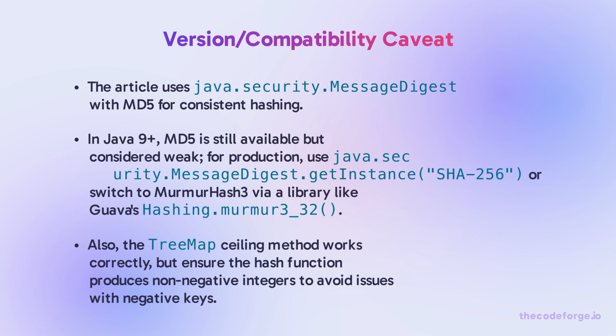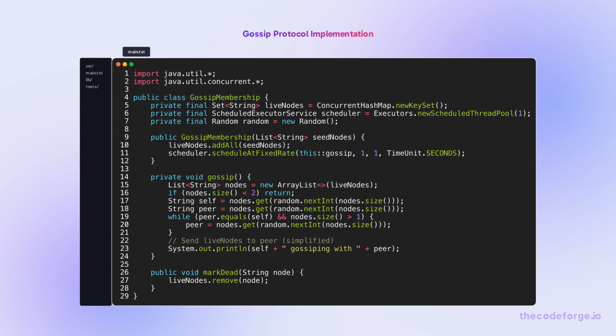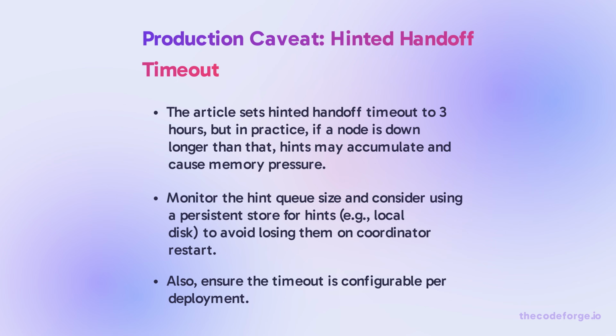Also, the TreeMap ceiling method works correctly, but ensure the hash function produces non-negative integers to avoid issues with negative keys. The article mentions gossip protocols, but doesn't show code. Here's a simple gossip membership protocol that periodically exchanges node lists with a random peer, using a failure detector to remove dead nodes.